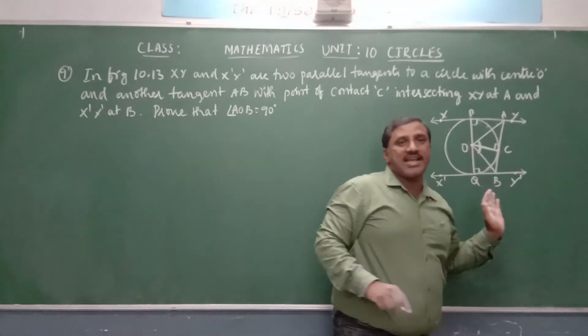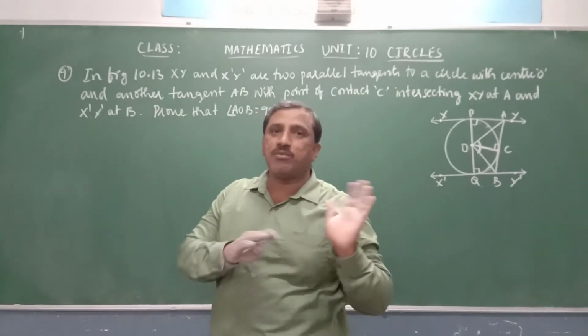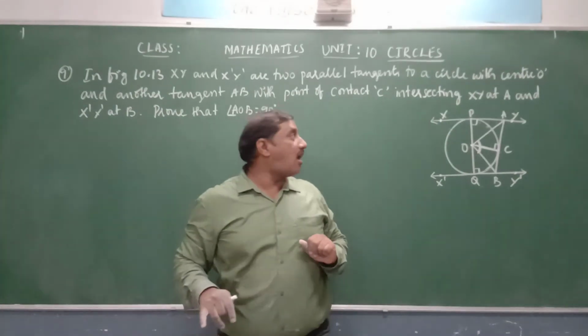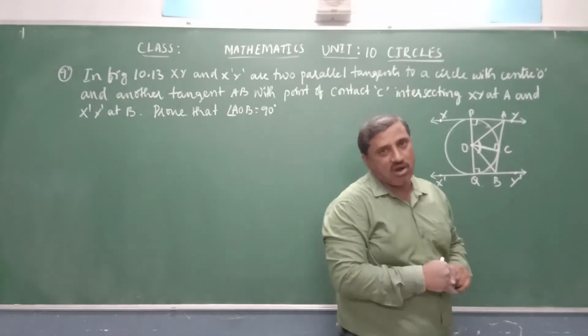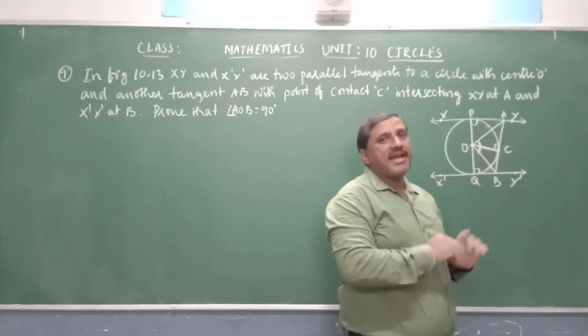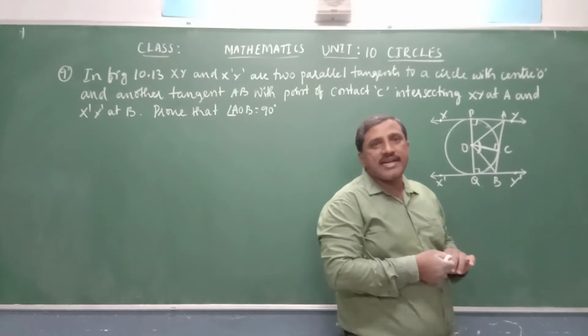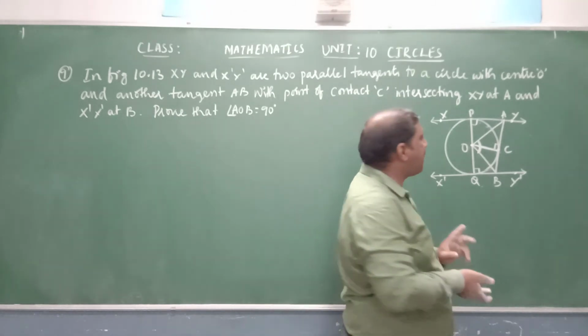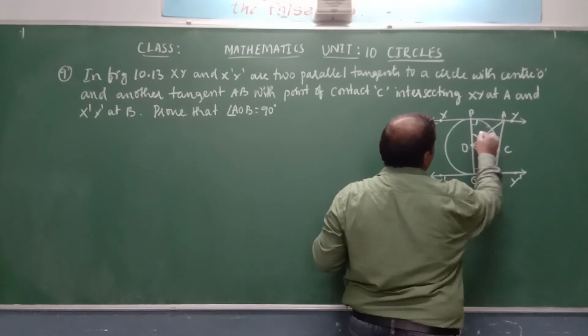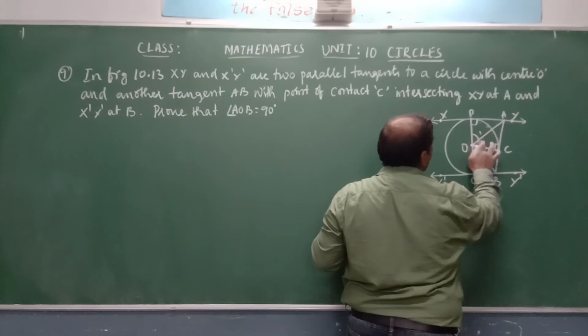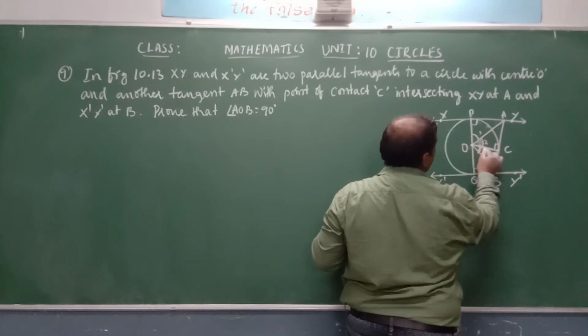And OA is the common hypotenuse for both the triangles. Therefore, by RHS congruency, the two triangles are congruent. By CPCT, their corresponding sides are equal and corresponding angles are equal. Hence, these two angles are equal. Let this be angle 1 and this angle 2, this is angle 3 and this is angle 4.